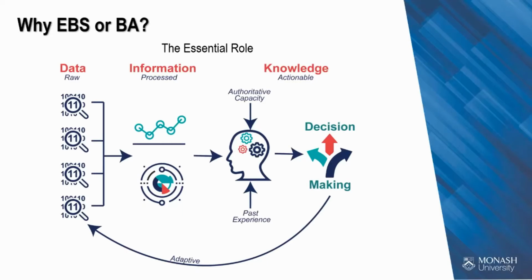Okay, so now here we look at why do you take EBS or BA. So we always start with what we have in hand, which is data. Data is something that is being generated while I speak. Every single second, thousands and thousands of data is being generated. Every single sensor that you have is generating data. If you work in a factory environment, every single machine produces so much data.